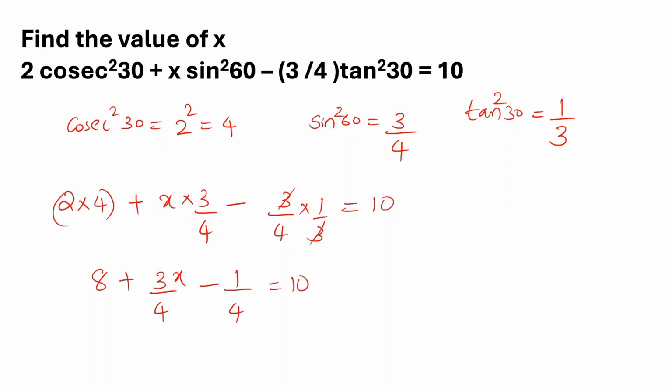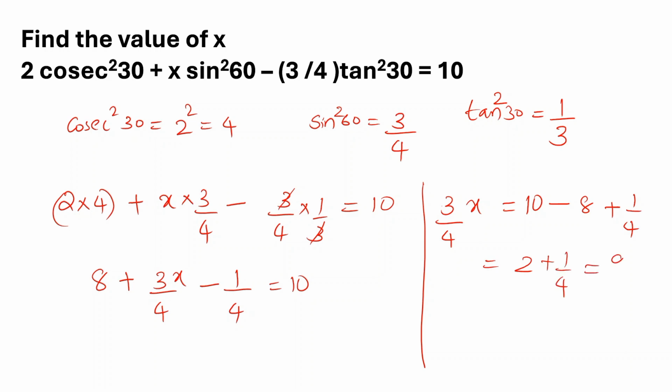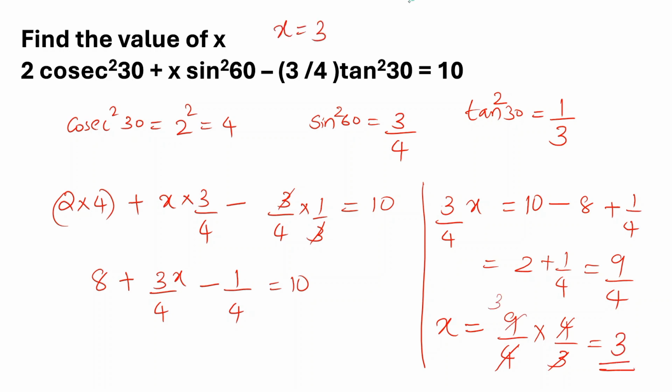So we can isolate this term. 3 by 4 x equals 10 minus 8 plus 1 by 4. Okay, 2 plus 1 by 4, that is 9 by 4. 2 4s are 8 plus 1, 9 by 4. And we can find the x as 9 by 4 times 4 by 3. Okay, this 3 by 4 comes to this side and makes 4 by 3. And this 4 and 4 cancelled out. 9 and 3 cancelled out. And x is 3. Value of x equals 3.